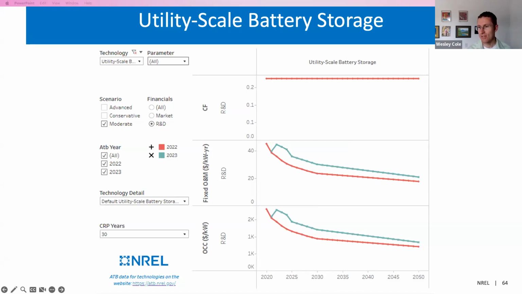By the time you get out to 2050, the gap versus last year is pretty narrow, but still a little bit higher, due to, I think, a better, more rigorous evaluation of what the needs are in order to build a robust battery to last over the lifetime that we project for the ATB. So that's a summary of utility scale battery storage. Happy to talk more about that in the breakout session, but hopefully it gives you an idea of what's in there.